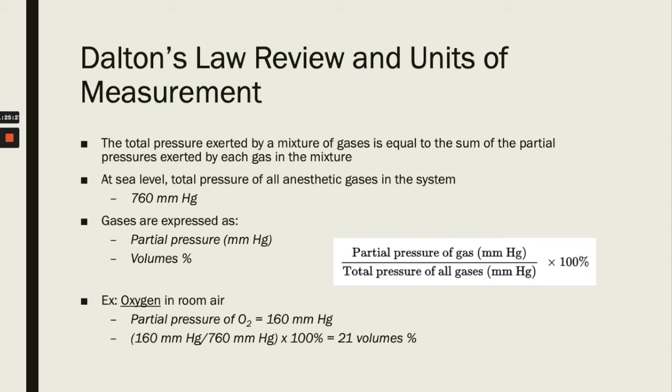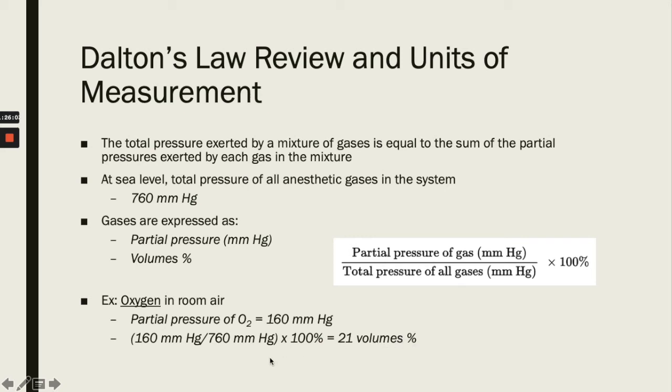So, for example, oxygen in room air. Off the top of our heads, we probably all know that it's about 21%. But we would look at the partial pressure of oxygen, which is 160 millimeters of mercury. We would take that 160 millimeters of mercury and divide it by the total pressure of all the anesthetic gases within the system, within our anesthesia machine. That's 760 millimeters of mercury, and then we multiply it by 100. That would give us volumes percent.